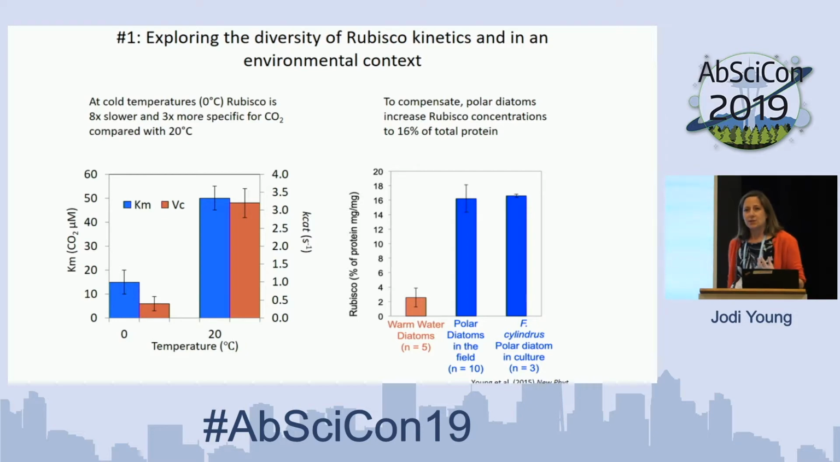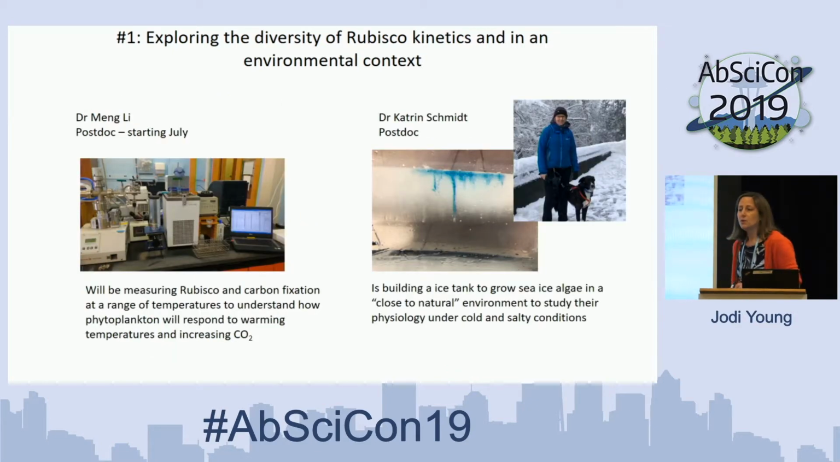And this raises an interesting question on the theoretical limit of how fast you can grow and fix carbon at cold temperatures, because it's a combination of how fast the Rubisco enzyme works and then how much Rubisco you can actually make in your cell. So it gives an interesting theoretical limit of how fast carbon can be fixed. And so this work is being continued on.